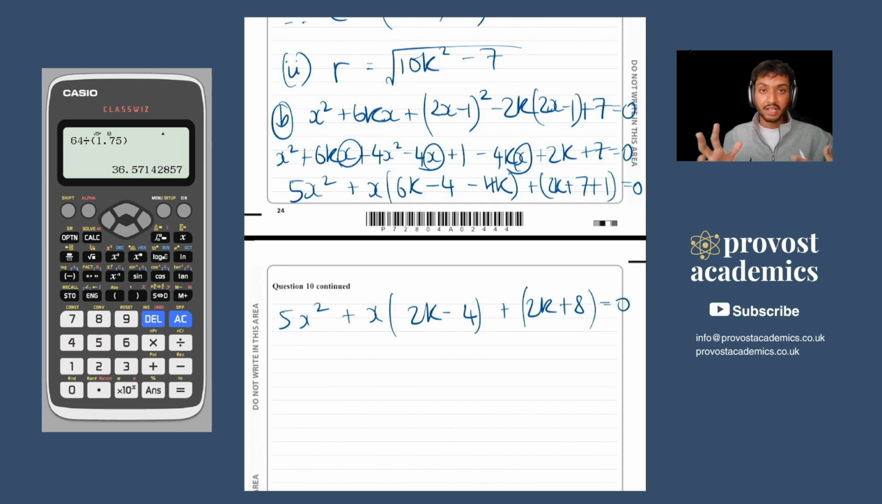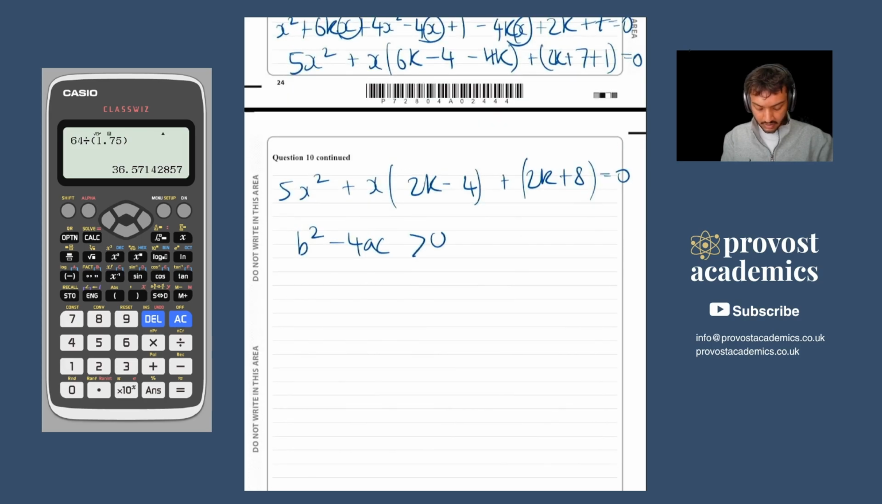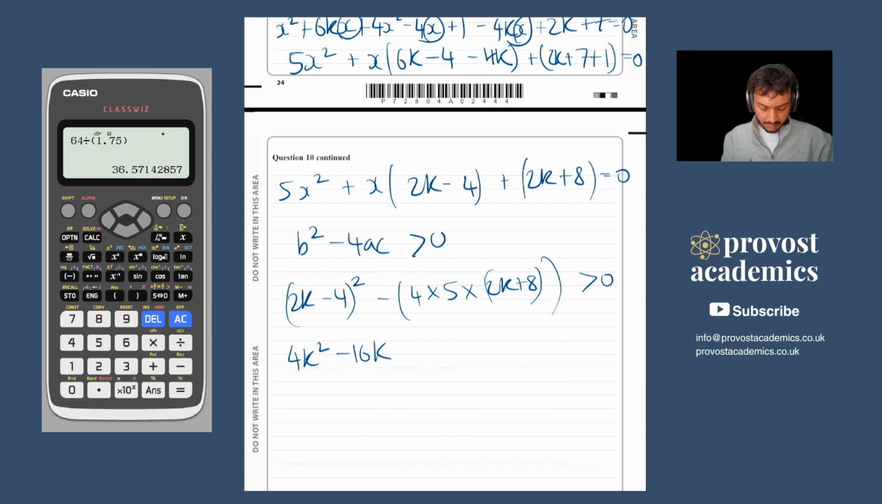Right, so now we can actually use the discriminant formula. For two distinct solutions, the discriminant is greater than 0. So (2k − 4)² − 4 × 5 × (2k + 8) > 0. So we're looking at 4k² − 16k + 16, then 20 times 2k, so that's minus 40k. Then 20 times 8, that's minus 160, and that's all still greater than 0.